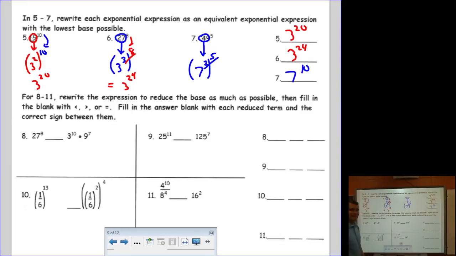All right, number 8. I need to rewrite all of these things so they have the same base. And in this case, the base is going to be 3. I'm going to rewrite each term so it has a base of 3. 27 is a perfect cube. So 27 can be rewritten as 3 cubed. But of course, that 27 was to the 8th power, so I need to rewrite it as 3 cubed to the 8th power. I then use the power to a power rule, multiplying those together, and get 3 to the 24th.